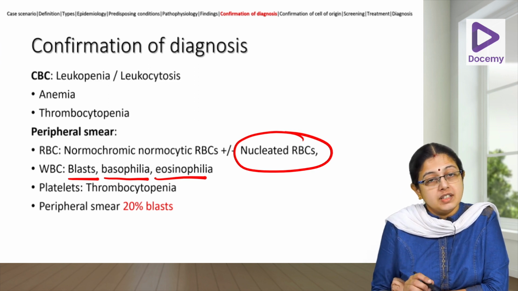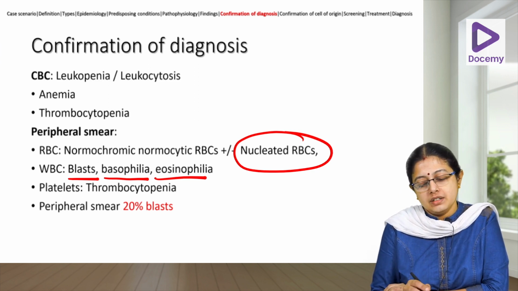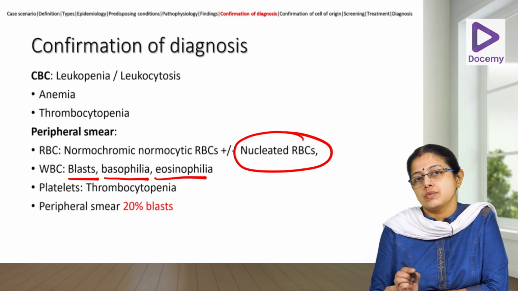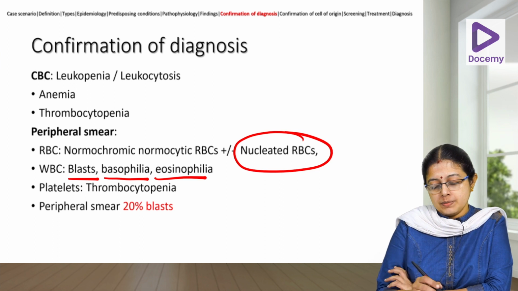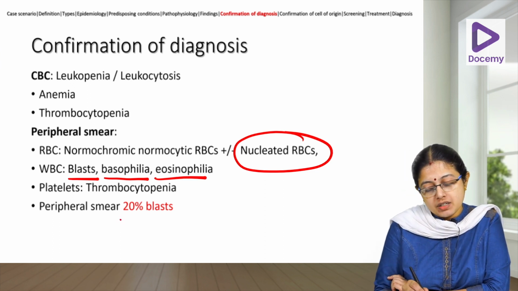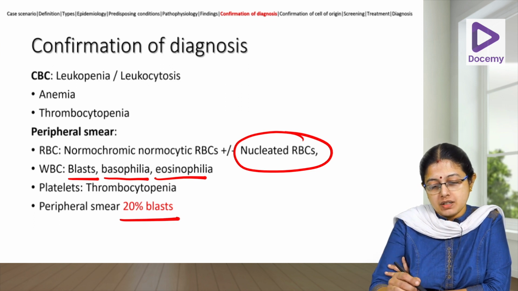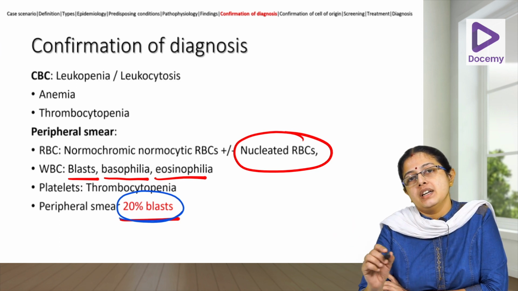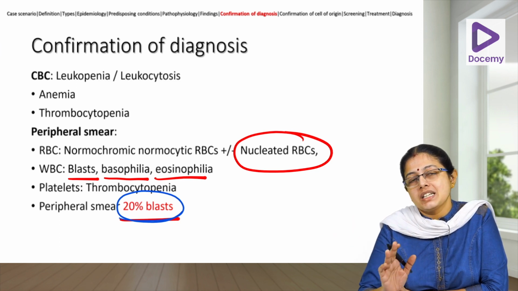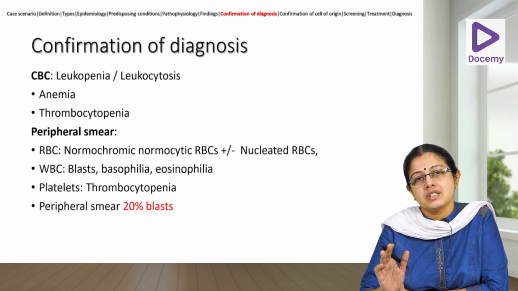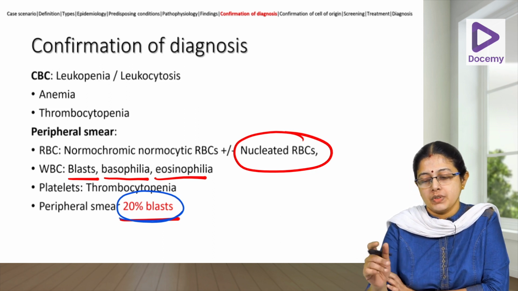Now, coming to the platelets, mostly they present with thrombocytopenia, and thrombocytosis may be seen in some patients with myeloproliferative neoplasms. Coming to the peripheral smear, presence of 20% blast within the peripheral smear makes it clear that it is acute leukemia. Presence of 20% blast shows that the person has acute leukemia. Okay.